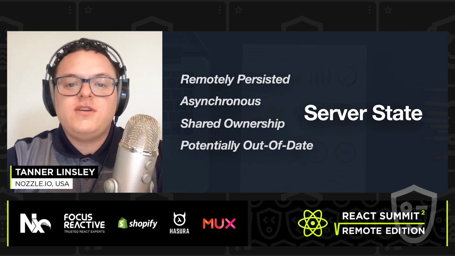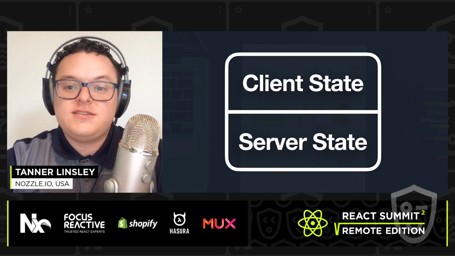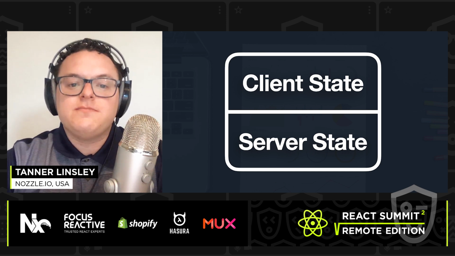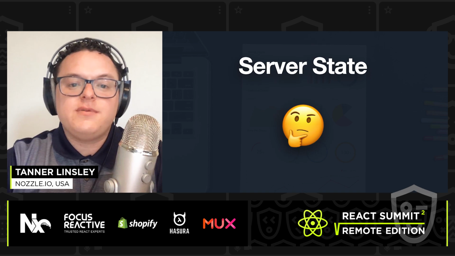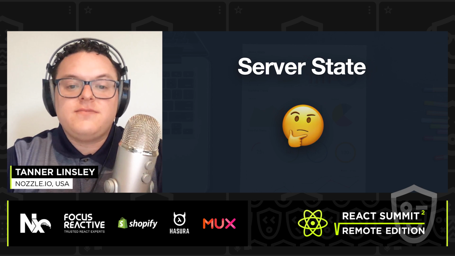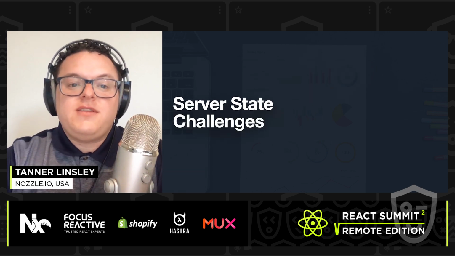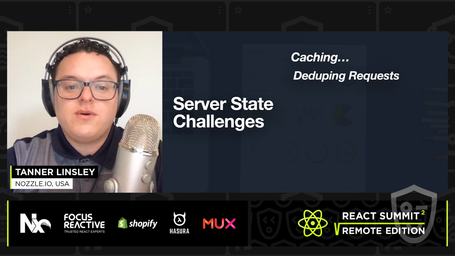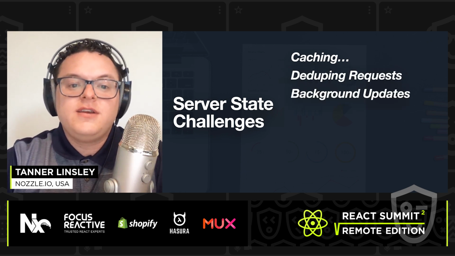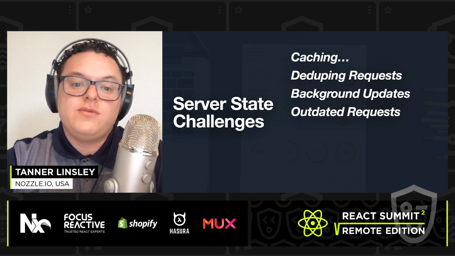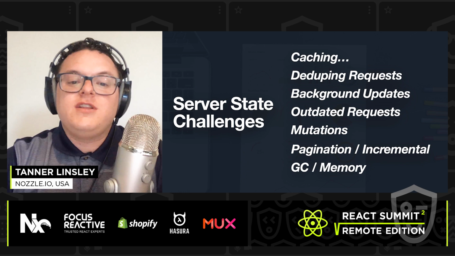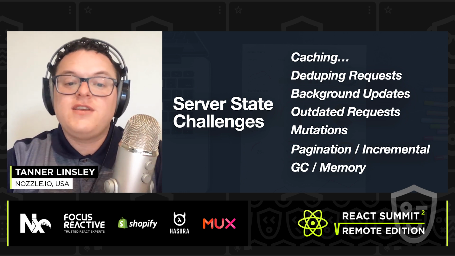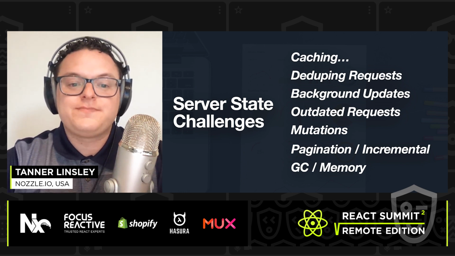So when we take these two very different types of state, server state and client state, and try and store them in the same system, we'll eventually make trade-offs that favor one or the other. A good example of this is that server state has its own unique challenges that we never face with client state. For example, a few of these might be things like caching, deduping requests, updating data in the background, dealing with outdated requests, dealing with mutations, pagination and incremental fetching, or even garbage collection or memory management, and everything else that comes with caching in general.